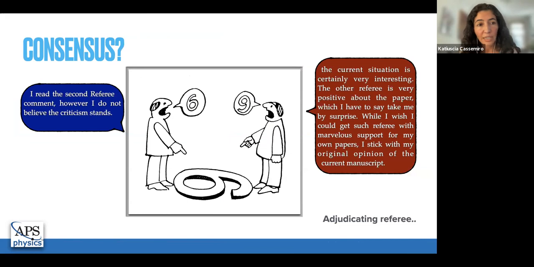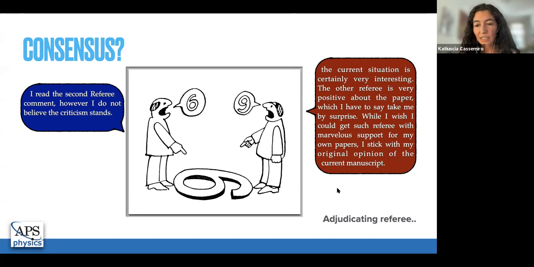Not always are we going to have consensus, and there are several ways that the editors will go around. Sometimes we consult again the same referees and ask them to comment on the report of each other, and then we see if for some reason they change their mind, if they can explain better, give more arguments for why they think what they think.